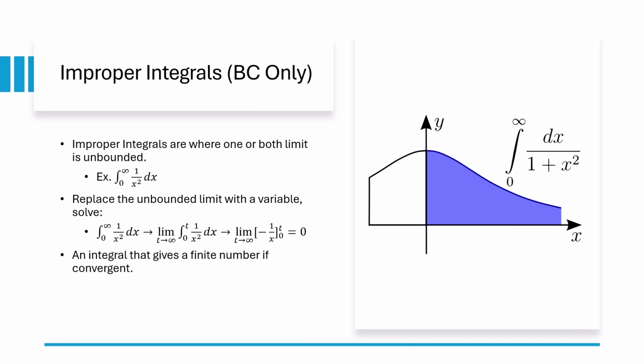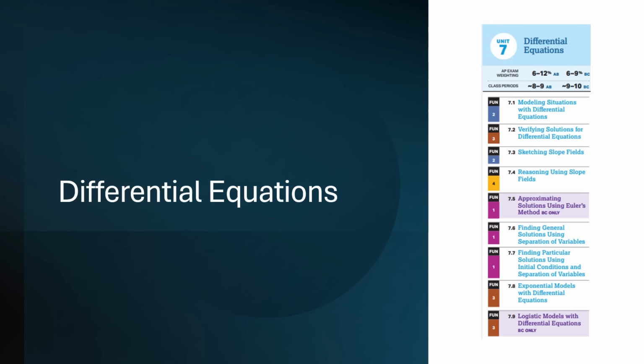Here we find that the integral from 0 to infinity of 1 over x squared equals 0. Because this integral equals 0 and not, say, infinity or negative infinity, this integral is convergent. If our integral turned out to be infinity or negative infinity, then the improper integral would be divergent.